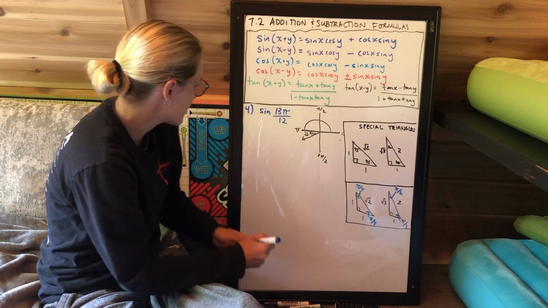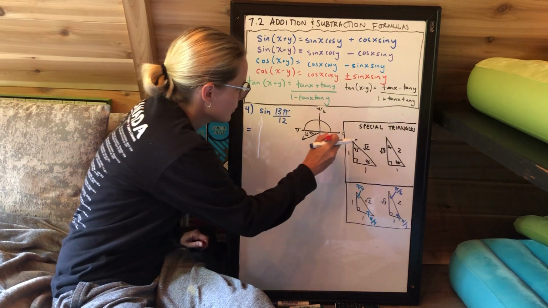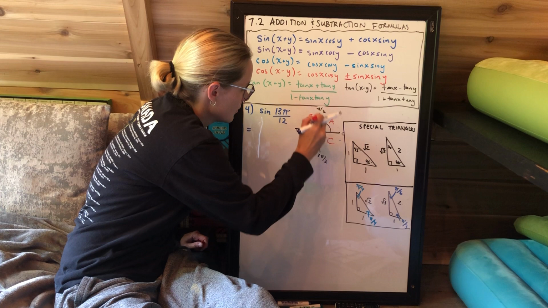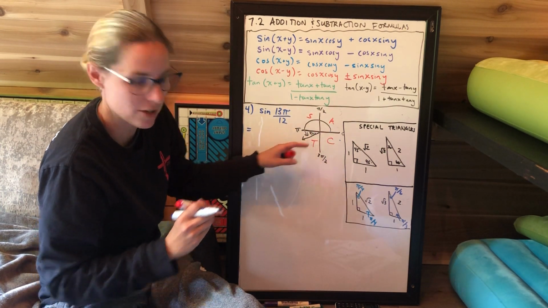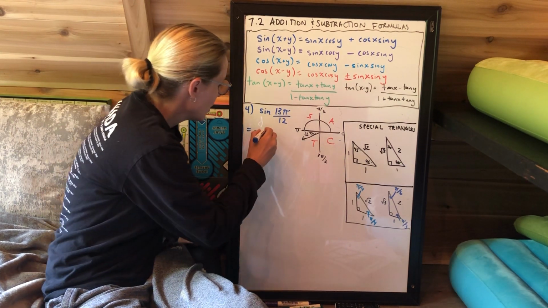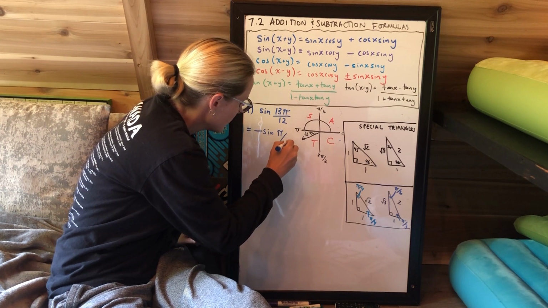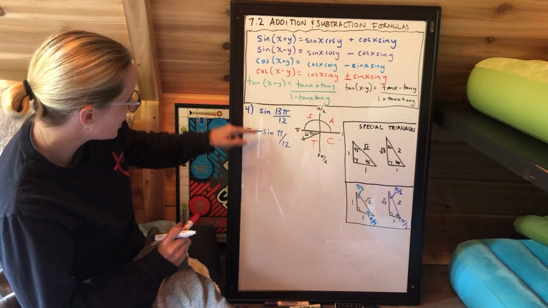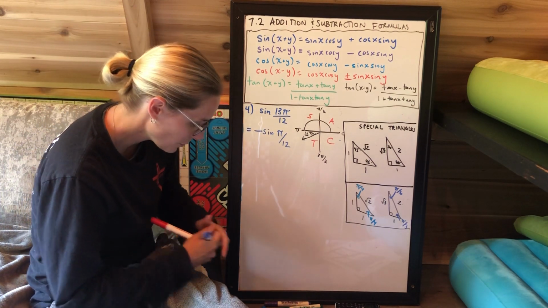So if this was yesterday, we'd say, okay, this is equivalent to, and if I look at the CAST rule, I can see the only thing positive down here in quadrant 3 is tangent. So I automatically know my related acute angle is negative, and my related acute angle is pi by 12. Okay, so I have changed this slightly. I've changed it from 13 pi over 12 to pi by 12, which is much better.